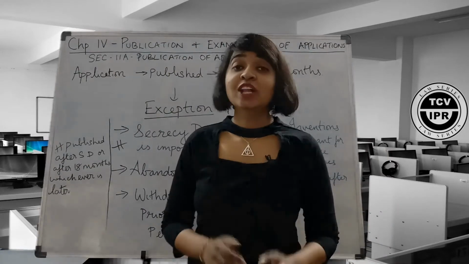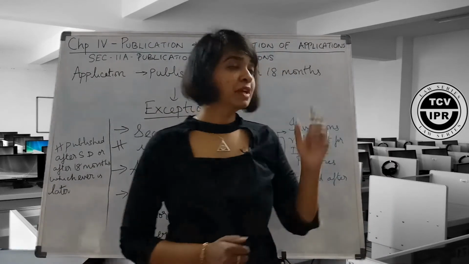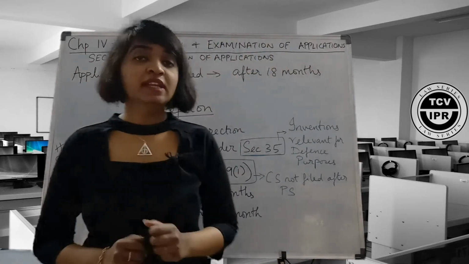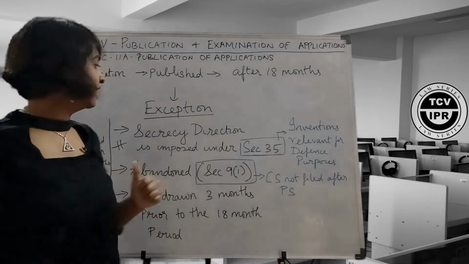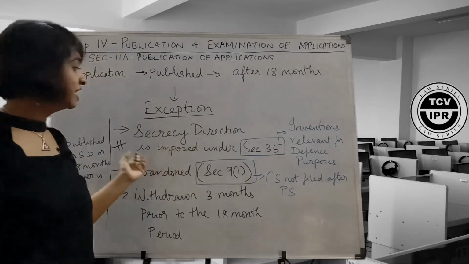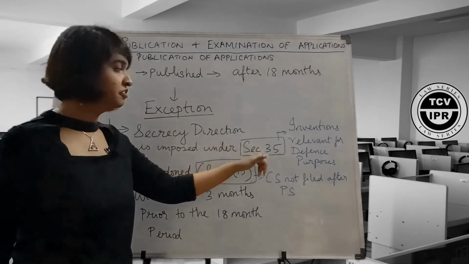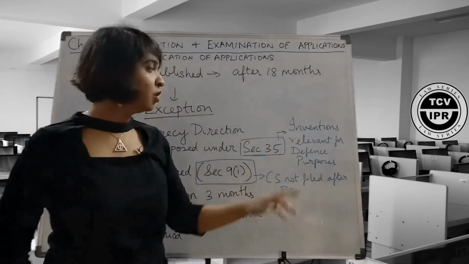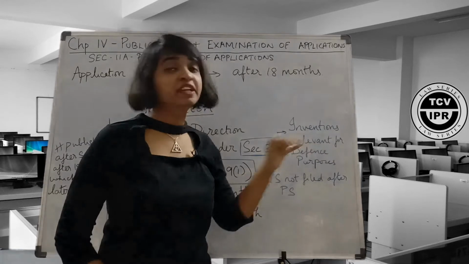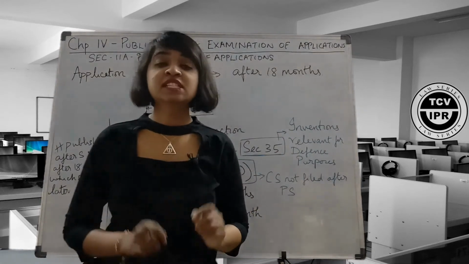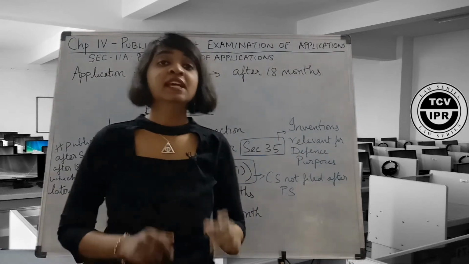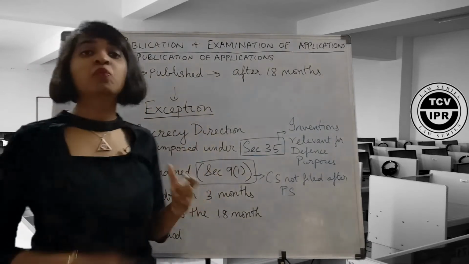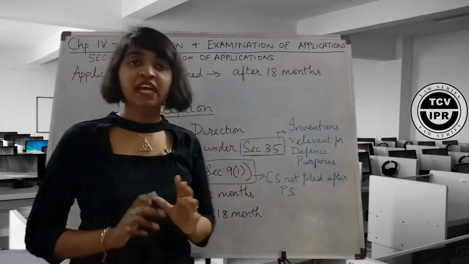Now, will all the applications be published after the period of 18 months? No, there are certain exceptions to it. So what are the exceptions? That is, in case a secrecy direction is imposed under Section 35. Now what is Section 35? Section 35 talks about inventions relevant for defense purposes. So if your invention relates to defense purposes, then a secrecy direction will be imposed, and that particular invention won't be published immediately after 18 months.